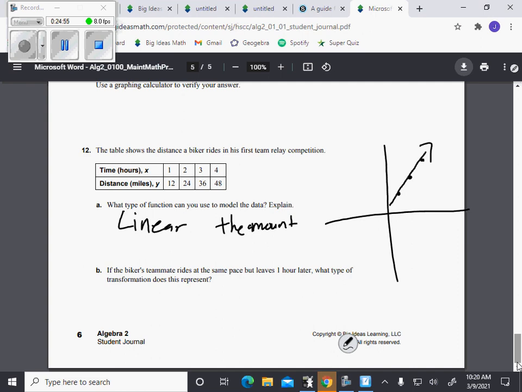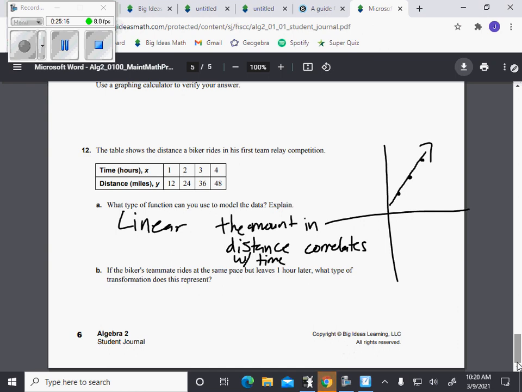Why? Because the amount in distance correlates with the time. And I kind of describe it using the graph as well.